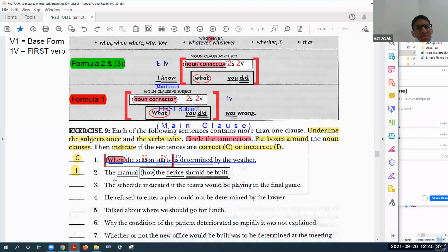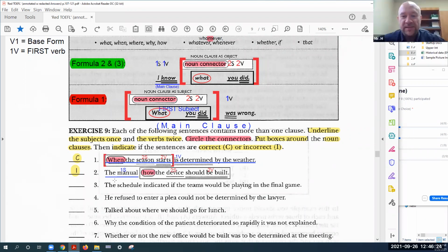Because that's a connector, how? Well, where's the first subject? The first subject is the manual. Yes. So we have a subject. There are no verbs. Which verb? First verb. The first clause. Yeah, the first verb is missing. But what do we have inside the box? A connector. Then? And device is the second subject. That's right. Verb? Should be built is the second verb.